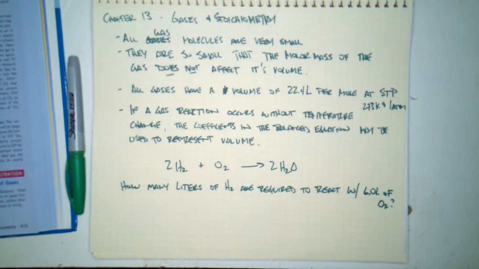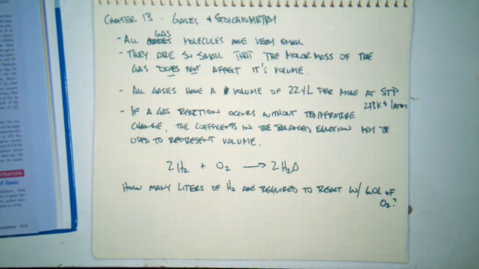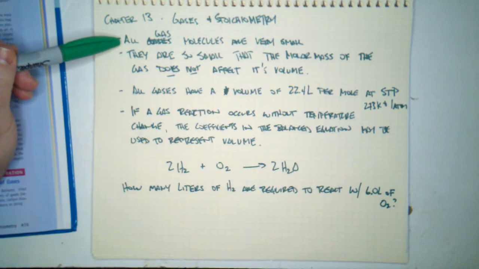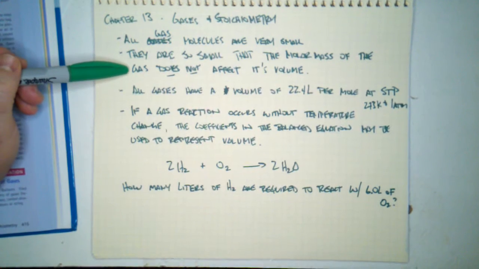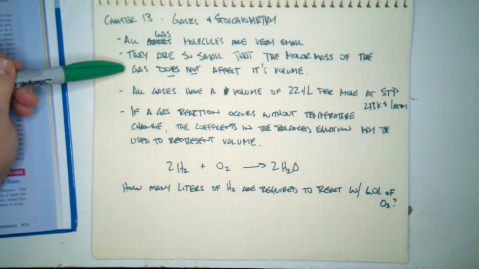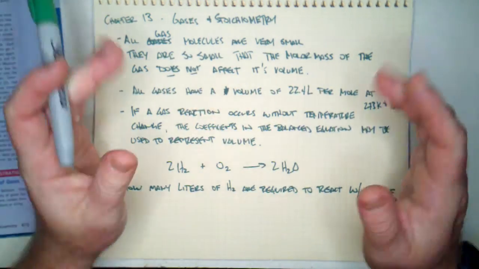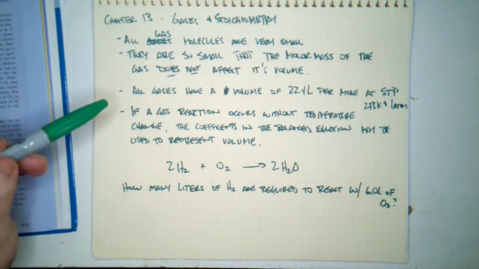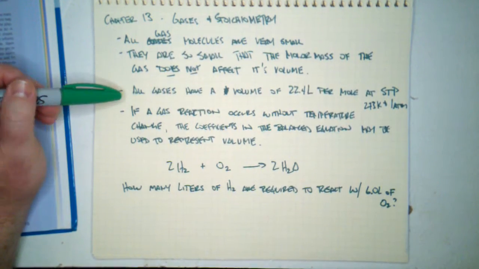Okay, I want to include some video on gases and gas stoichiometry. One of the things that you need to remember is that all gas molecules are very small. They're so small that the molar mass of the gas does not affect its volume. So the more moles of gas you have, the bigger the volume will be. Fewer moles, the smaller the volume will be. And it has really nothing to do with the actual formula of the gas itself.